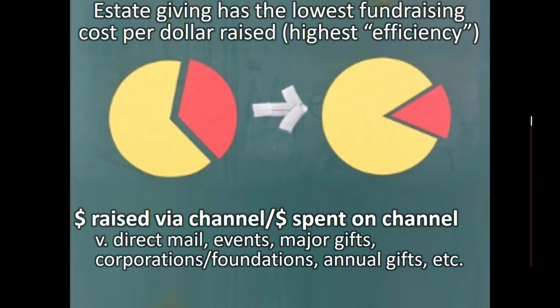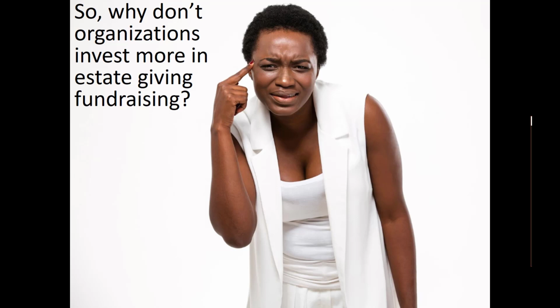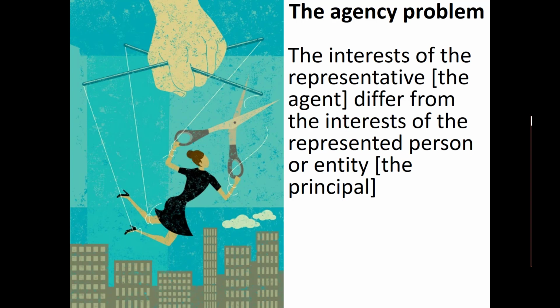Why would we not see organizations spending more resources in the more efficient area of fundraising? So this is a real question. Why don't organizations invest more in estate giving fundraising? If at any mature organization you can look at that fundraising efficiency and see that one type of fundraising is dramatically more efficient than others, why would you not invest more resources in that type of fundraising? Well, there are some challenges here.